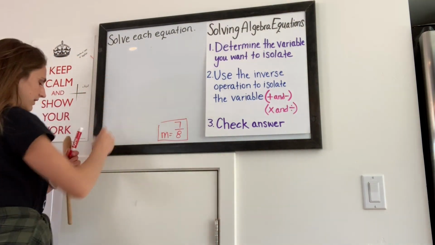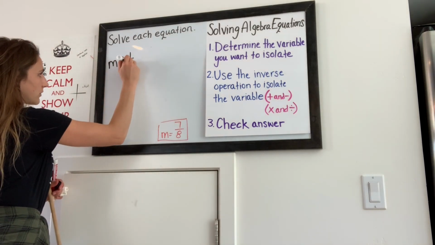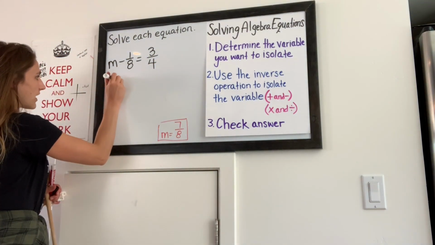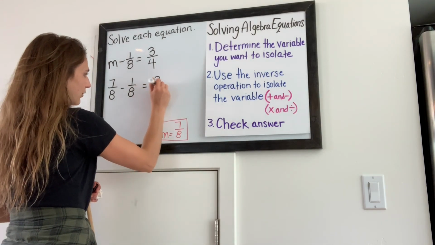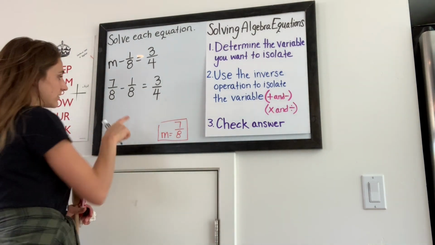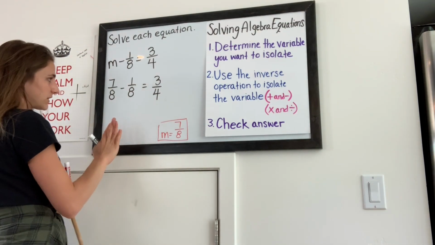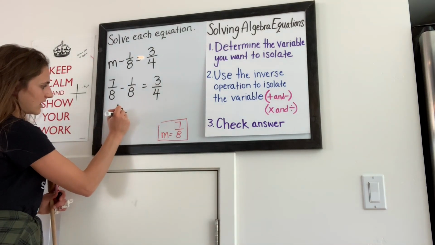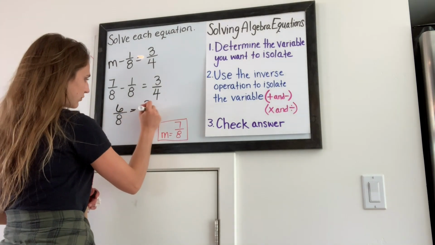And if we've done this correctly, our original equation was m minus 1 over 8 equals 3 over 4. If we've done this correctly, 7 over 8 minus 1 over 8 should equal 3 over 4. Well, with 7 over 8 and 1 over 8, it's really convenient because our denominators are the same. Okay, so we don't have to find the LCM, and we don't have to use multiplication. So we're going to do 7 minus 1, okay, that's 6. And then my denominator stays as 8. So I have 6 over 8 equals 3 over 4.